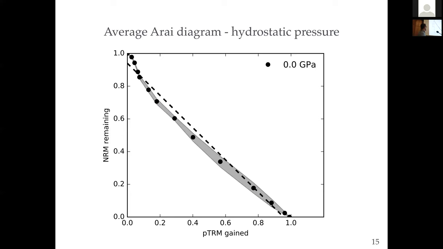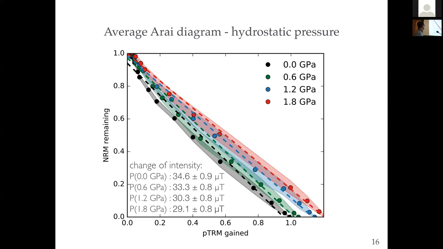So we can look at an Arai diagram. Again, this is the average for all 20 hydrostatic samples, and the shaded area is the one standard deviation. You can see that there's slight curvature, which is what we'd expect for pseudo single domain grains. If we use all points and fit the straight line, we get about the right result, which is nice. But you might say, well, you have curvature, why not only fit the last few points? If we do that, we underestimate the paleointensity by about 10%. So the first to last version here is the way to go.